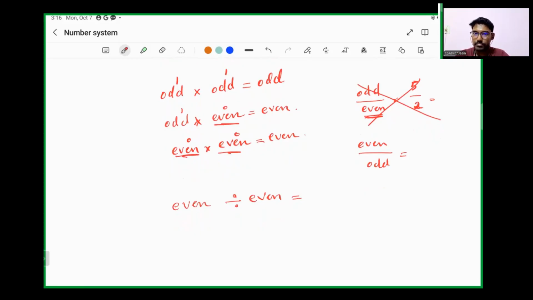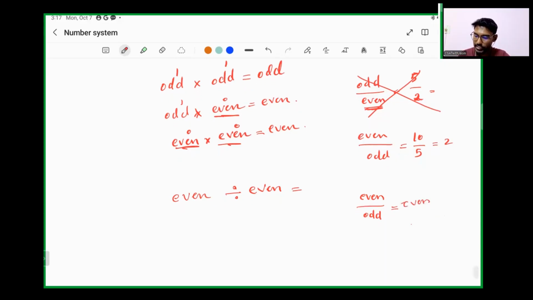Even by odd, if it's possible to divide. For example, 10 is an even number, 5 is an odd number, so you will get 2. So it's possible. Even by odd is possible. If it's possible for you to do, sometimes it may not be possible. Like, if I take 10 divided by 7, 7 is odd, it is not possible to do this division. But sometimes you can do this division.